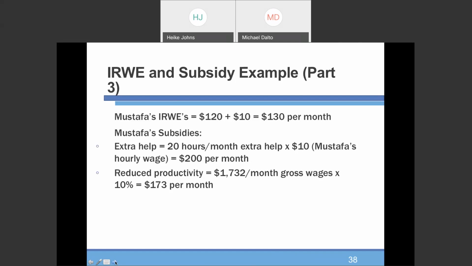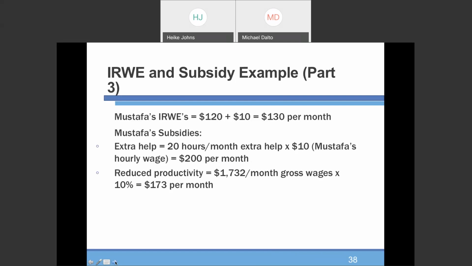And finally, he's getting a subsidy for reduced productivity. We figured he was paid 100% of the wage. He was only earning 90% of it. That means 10% of what he's paid, he's not technically earning himself.